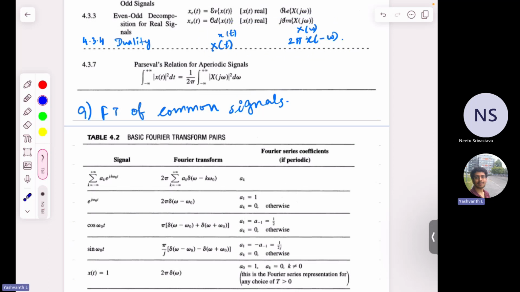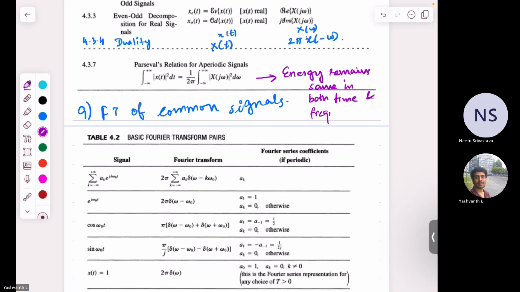Okay, so this Parseval's theorem exactly tells that your energy in the time domain is the same as the energy in the frequency domain. Energy remains the same in both time and frequency domains.